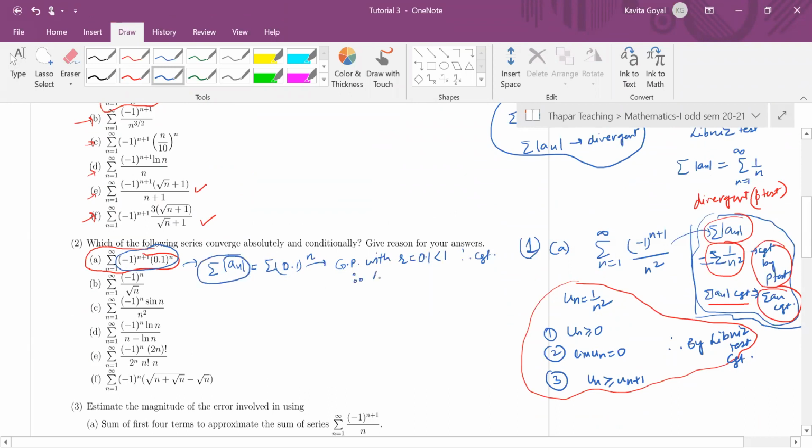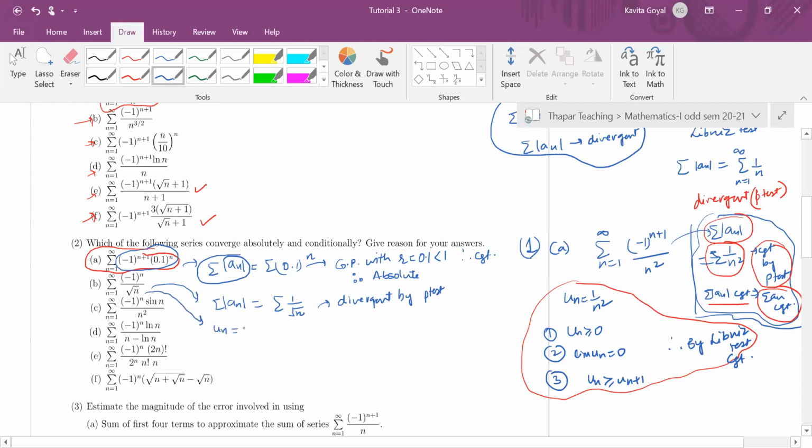Therefore, convergence is absolute. Is that okay? Now look at this series here. If you take the modulus, that series is sigma 1 by mod square root of n. So this is divergent by p-test, so you cannot say anything about an. So you look at that series again without taking the modulus.